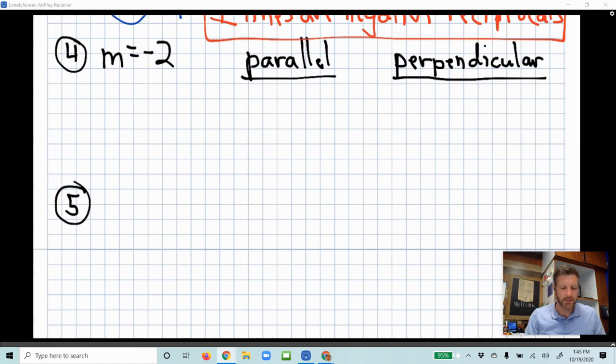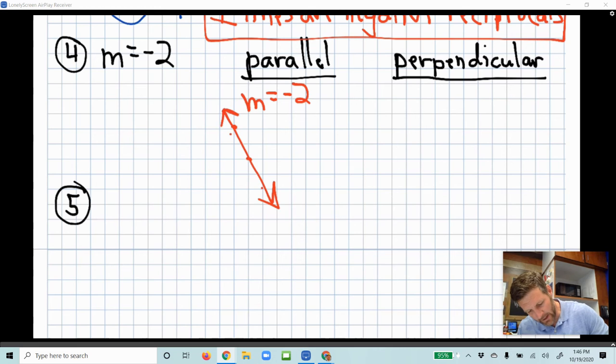Okay, so here's a little practice. If I have a slope of -2, what is the slope of my parallel line? Well, my slope of my parallel line is m equals -2. Okay, because if I were to take one line and go down 2 over 1, down 2 over 1, there's the first line, and I want a line that's parallel to that.